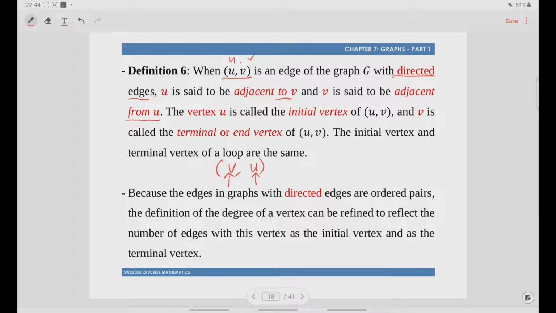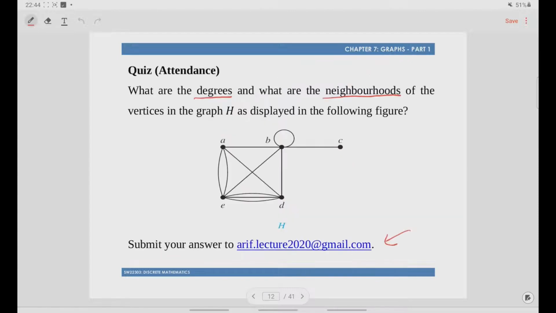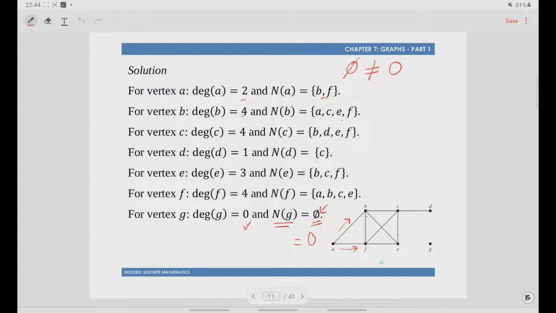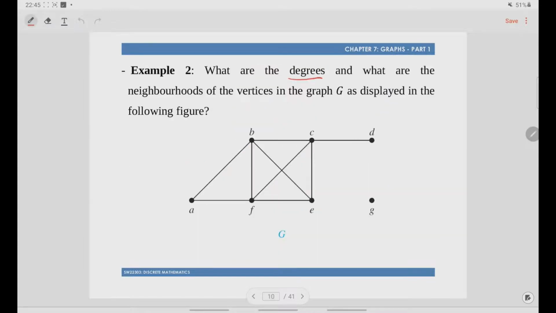So previously, in the previous definition about the degree of a vertex, going back to definition number 5, the degree is for undirected graph. So how about the degree of a vertex in a directed graph? Because definition 5 only deals with undirected graph. So let's see how to get the degree of a vertex in a directed graph.